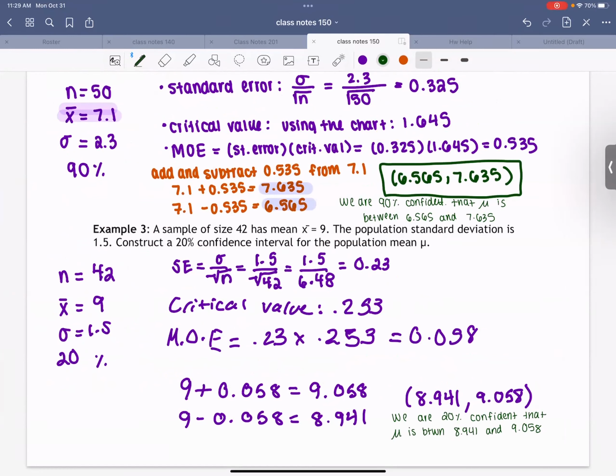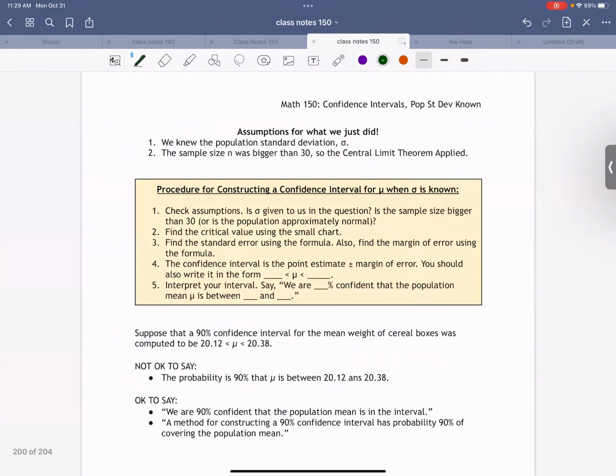All right, let's move on to next. We're actually going to put everything together now. We have pretty much all the information, or we did the hard part of this. Let's just put together all the information that we did.